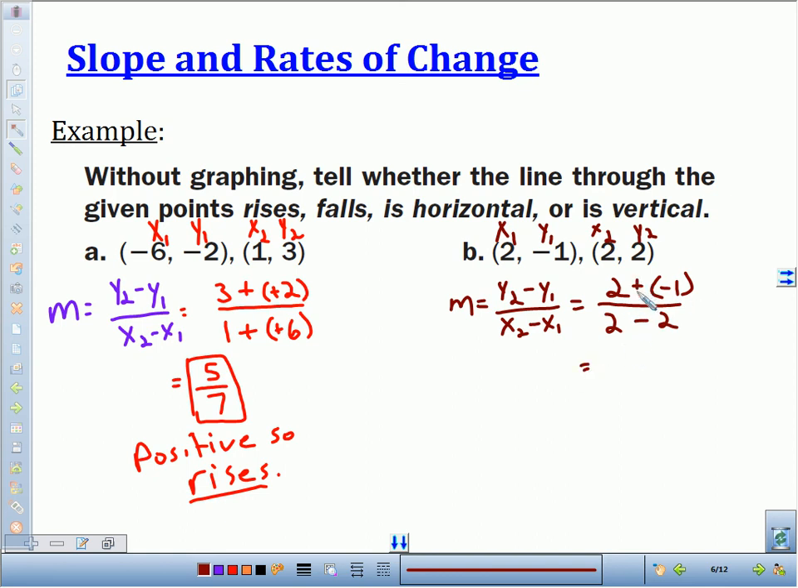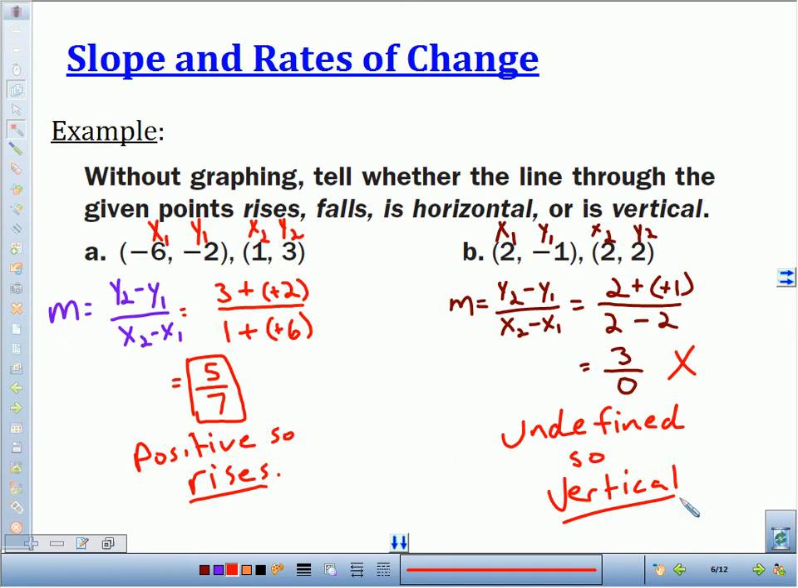A little arithmetic here. 2 minus negative 1 is 2 plus 1 is 3. 2 minus 2 is 0. But we've run into a problem because we are not allowed to have 0 on the bottom of a fraction. If we have 0 on the bottom of a fraction, that means we're dividing by 0, and of course we cannot divide by 0, that is against the rules. So this is undefined. Anytime we divide by 0, we end up with something that's undefined. And since it is undefined, it is vertical. The line in the graph here would be vertical.